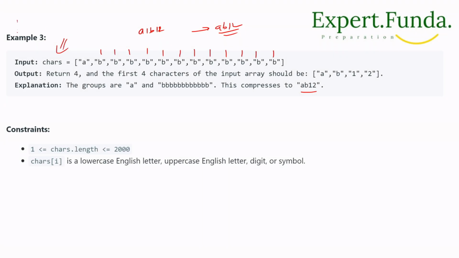Now you can think about the constraints that we have to consider. The chars length should be greater than or equal to 1 and less than or equal to 2000, right? And if we talk about chars[i], it will be an English alphabet letter in lowercase and uppercase, digits, and symbols can be there.